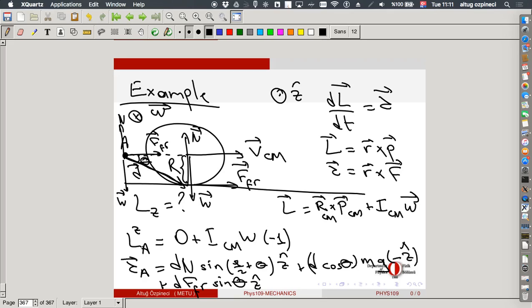Now we had already, by just writing Newton's law, we know that this is only accelerating in the horizontal direction. There is no vertical acceleration. There shouldn't be any vertical force. So it tells me that n is equal to mg. Well, sine of pi over 2 plus theta is equal to cosine theta. So these two terms have the same magnitude, one in the plus z, the other in the minus z direction. So they will cancel each other.